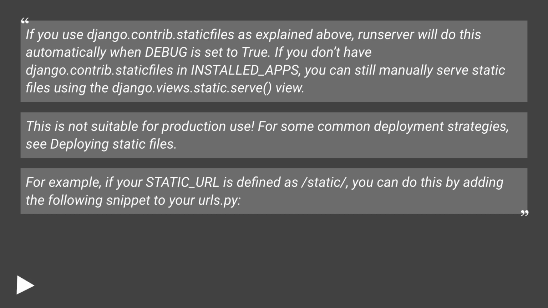If you use django.contrib.staticfiles as explained above, runserver will do this automatically when DEBUG is set to True. If you don't have django.contrib.staticfiles in INSTALLED_APPS, you can still manually serve static files using the django.views.static.serve view. This is not suitable for production use. For some common deployment strategies, see Deploying static files. For example, if your STATIC_URL is defined as /static/, you can do this by adding the following snippet to your urls.py.